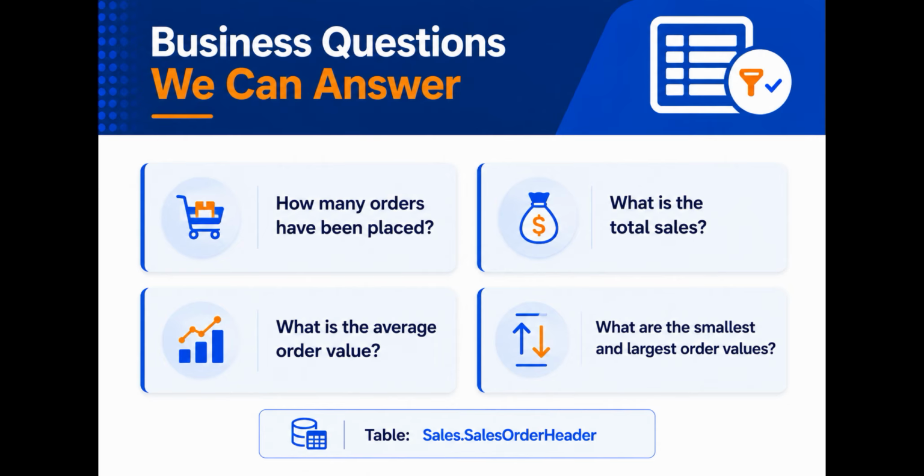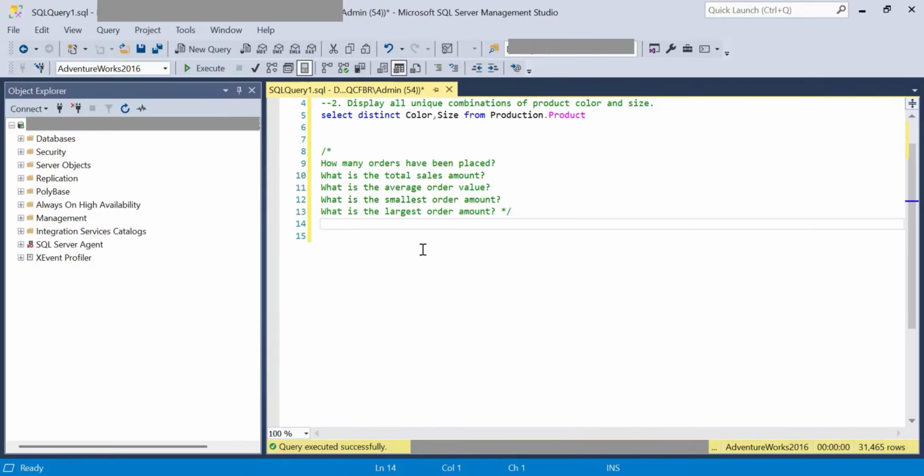Now let's assume you are a manager and you want answers for a few quick questions like how many orders have been placed, what is the total sales amount, average order value, smallest order and largest order, for which you will have to refer to the source table Sales.SalesOrderHeader. In this kind of scenario, looking at the entire table across multiple rows of data will not give you the expected answers. Instead, you can make use of the aggregate functions to get these kinds of summarized values. Now let's look at how we can write the query to extract the required results. First, let's have a look at the Sales.SalesOrderHeader table.